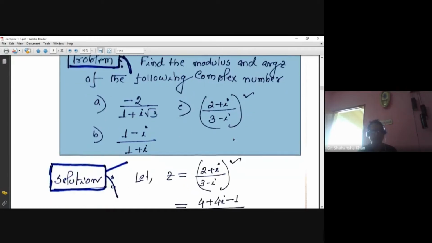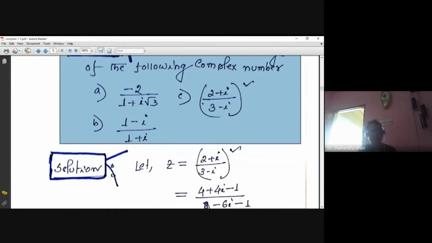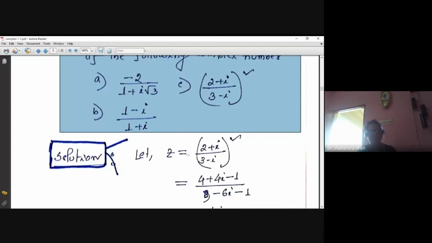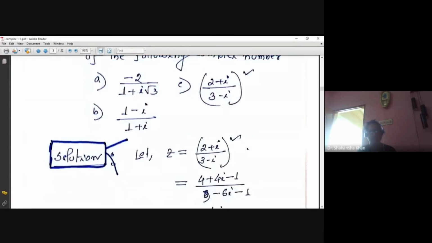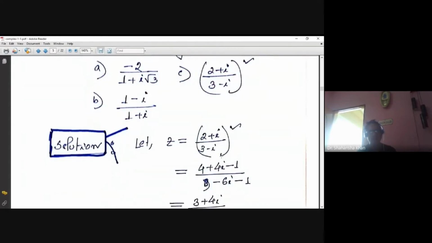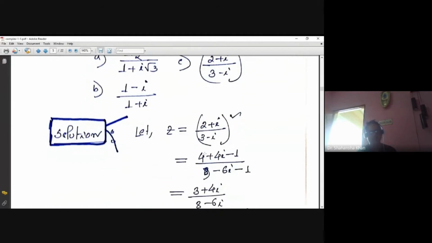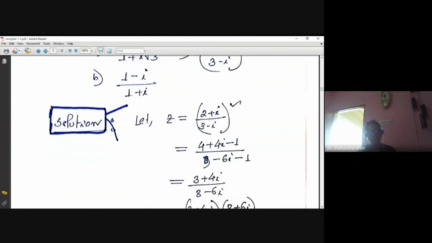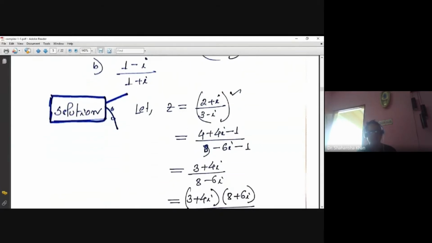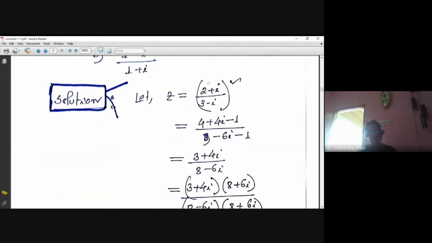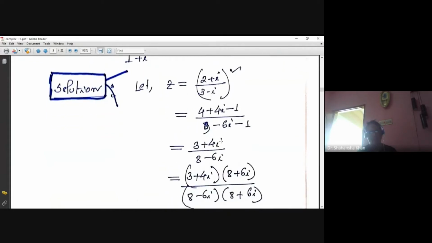Okay, I can explain the maths here. Suppose z equal to 2 plus i by 3 minus 4i. At first, express the complex number in the general form x plus iy. So I can use the formula a plus b whole square on both numerator and denominator. We can write 3 plus 4i minus 8 minus 6i.